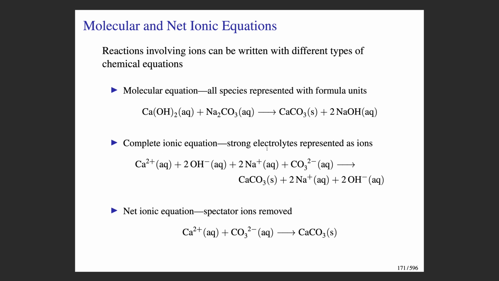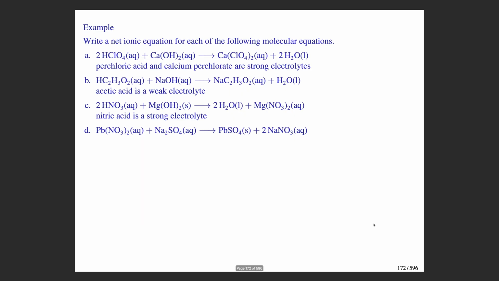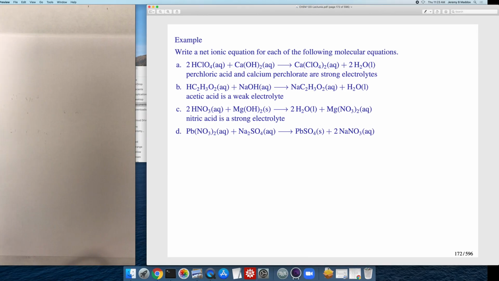The total ionic equation is nice because it shows you explicitly what ions you have. And then the nice thing about the net ionic equation is it shows you the essential chemistry that's involved in this reaction. And the essential chemistry only involves the calcium and the carbonate forming the precipitate. The sodium and the hydroxide don't participate at all. That's why they're called spectator ions. So we're going to practice writing out net ionic equations.